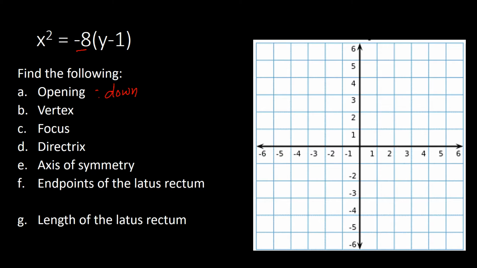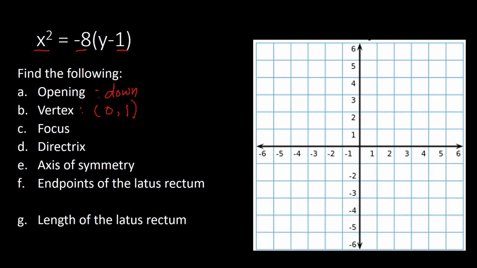Now for the vertex, you ask yourself if you have a number added or subtracted to the x. Here x is squared, and we don't have any number added or subtracted to it. So automatically, our x coordinate for the vertex is 0. Next, on y, we have y subtracted with 1. Since we have a number subtracted to y, automatically we get that number. Since this is y minus 1, you'll have a positive 1.